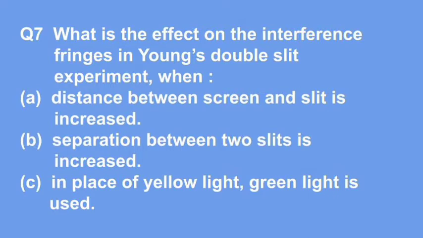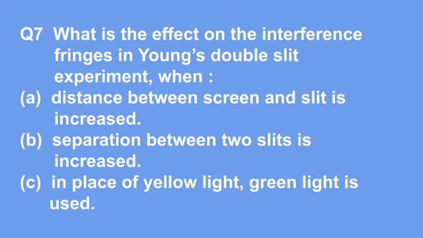Question number 7 is very easy. First, you see the question. What is the effect on the interference fringes in Young's double slit experiment when A. Distance between screen and slit is increased. B. Separation between two slits is increased. C. In place of yellow light, green light is used.